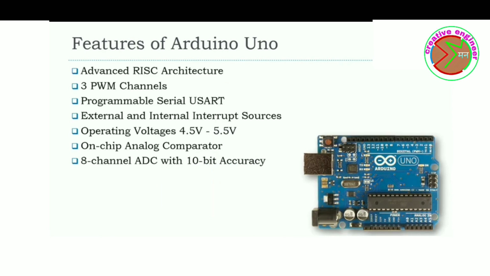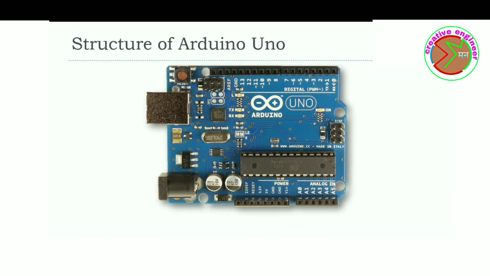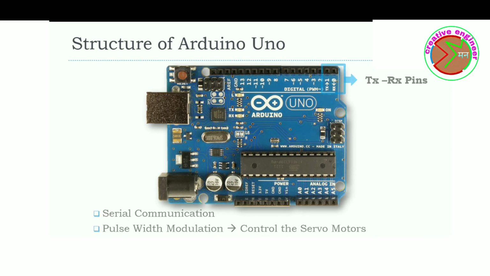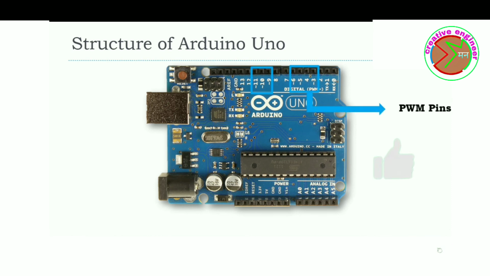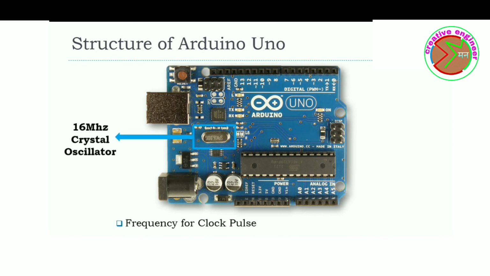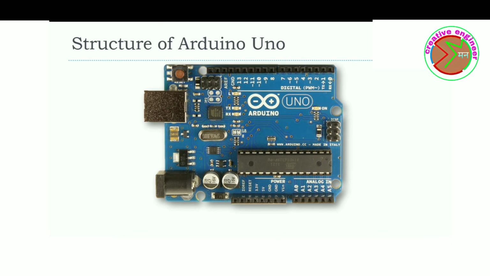You will be using Arduino Uno for the project, as mentioned earlier. It works on the advanced RISC architecture, with 3 PWM channels, on-chip analog-digital converters, and external interrupt sources. The Arduino Uno has the ATmega 328 microcontroller. These are the TX, RX pins, for serial communication. The pins labeled with a tilde sign can be used for PWM to control servo motors. These are the digital I/O pins, and these are the analog pins. The 16 MHz crystal oscillator acts as a clock for the board.